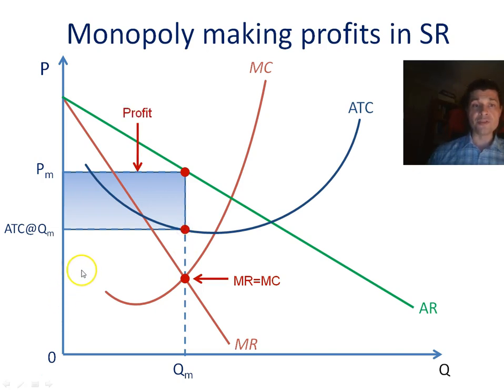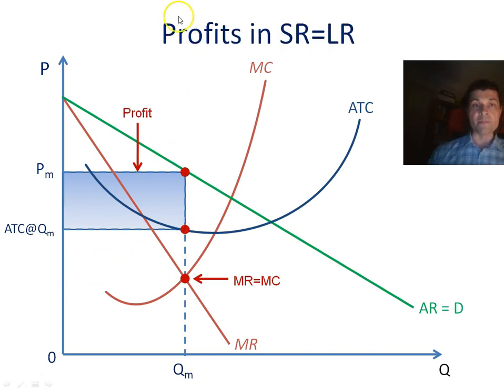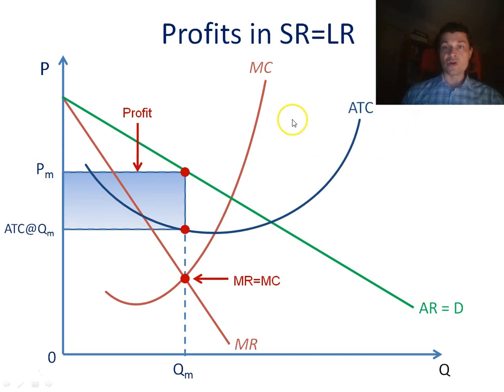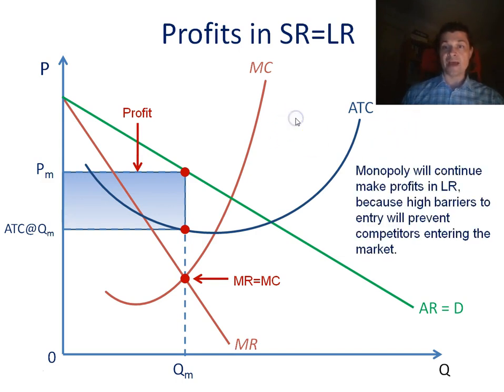Now, to conclude, we also can mention that the profits that a monopoly is making in the short run are likely to remain into the long run. Now, what is the reason for that? Well, the main reason that a monopoly may keep the profits into the long run is due to the fact that a monopoly has very high barriers to entry.